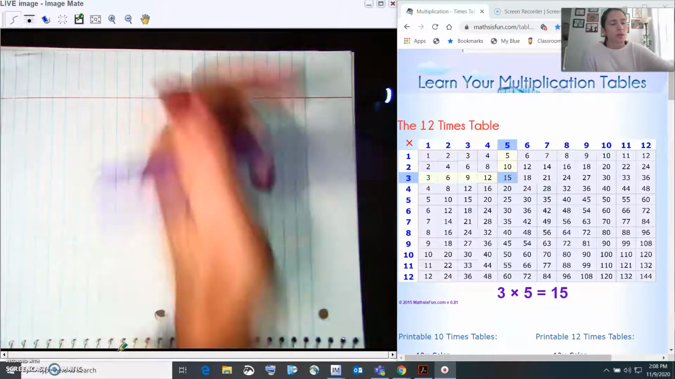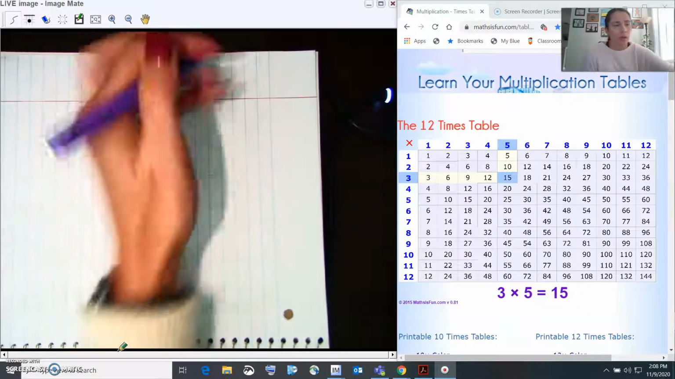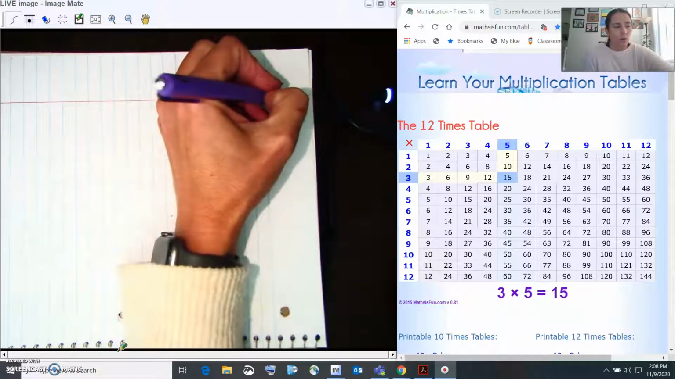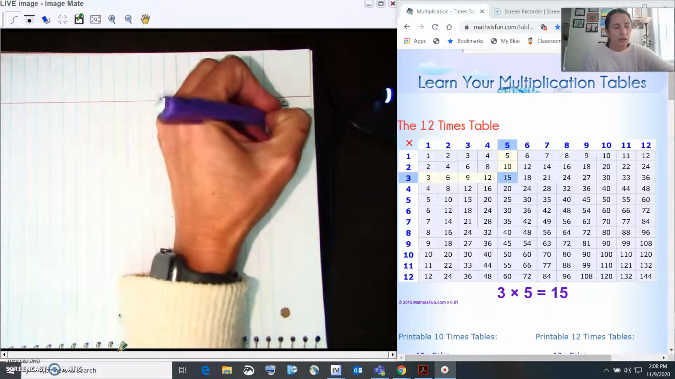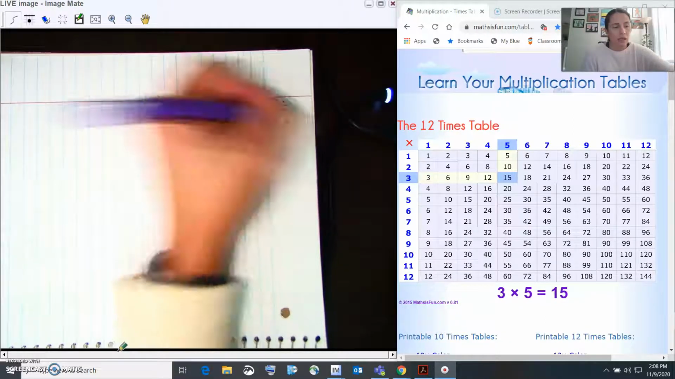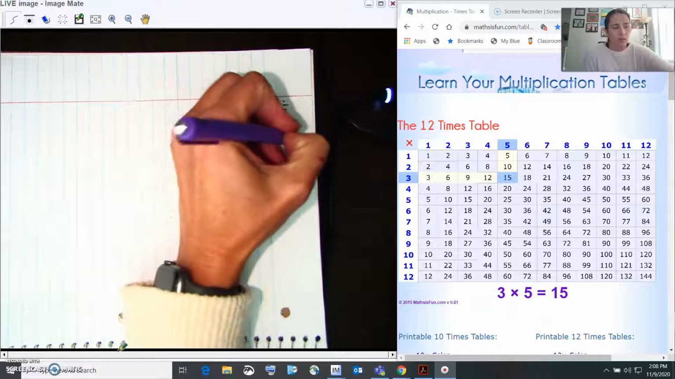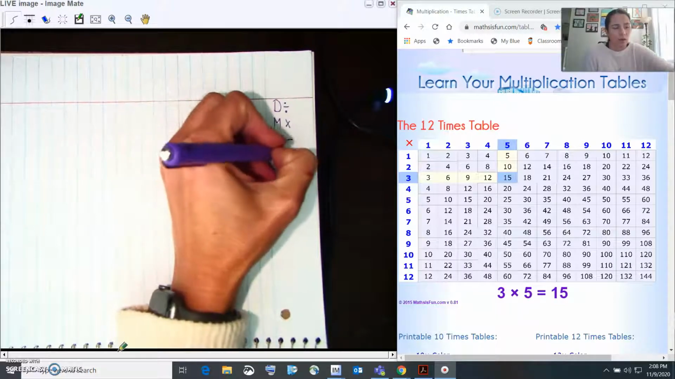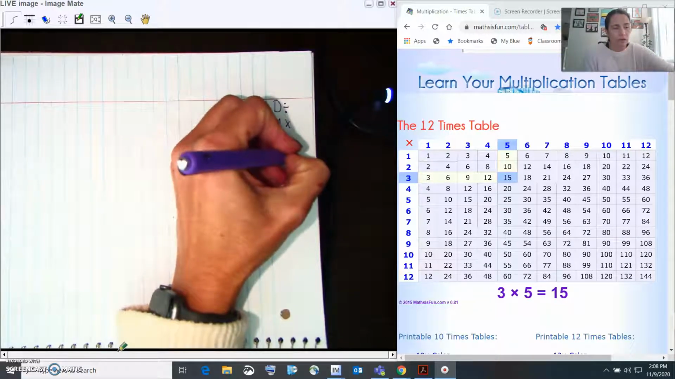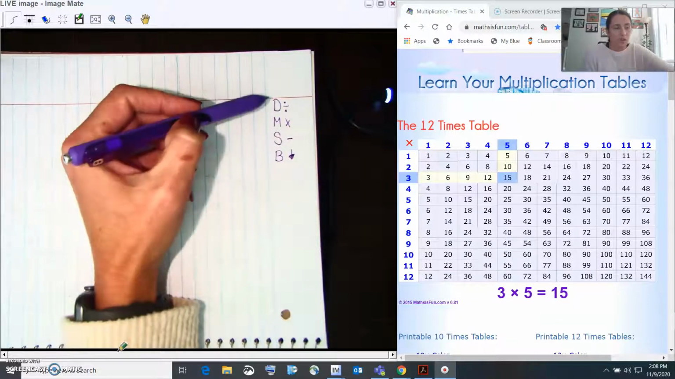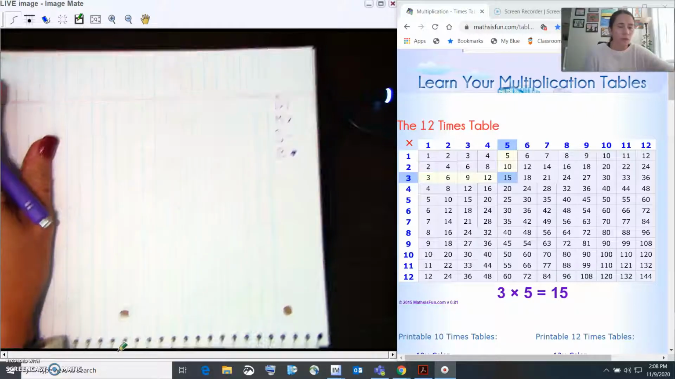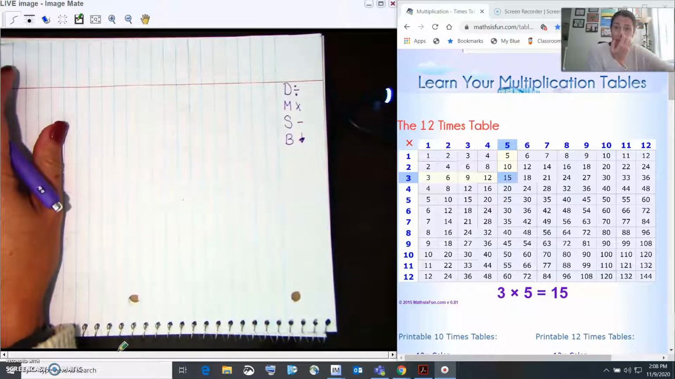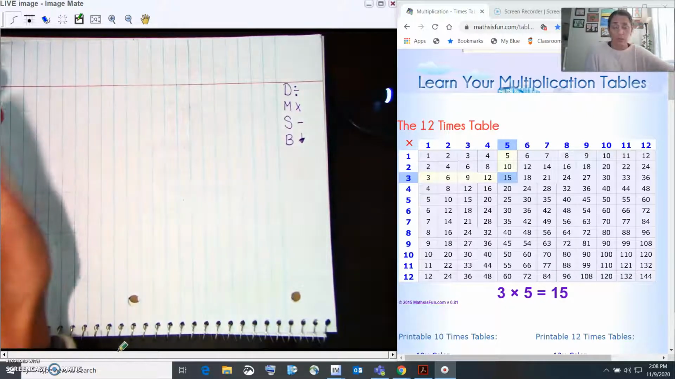So what you're going to want to remember, and this is what you're going to write down on your paper, is we're going to divide, then we're going to multiply, then we're going to subtract, and then we're going to bring down. So the steps are divide, multiply, subtract, bring down. Okay, and so we're going to be practicing this. We're probably going to do 2 problems this way.